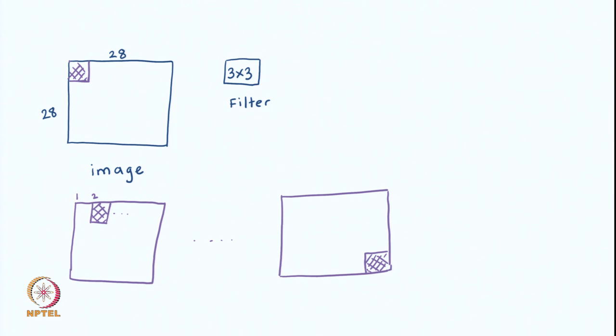So, here since it was a grayscale image, we had a depth of 1. Let us try to understand how the convolution happens with images that are colored. In case of colored images, we have 3 channels. For every image, you have 3 channels: red, green, and blue. So, this is the red channel, then there is a green channel, and then there is a blue channel.